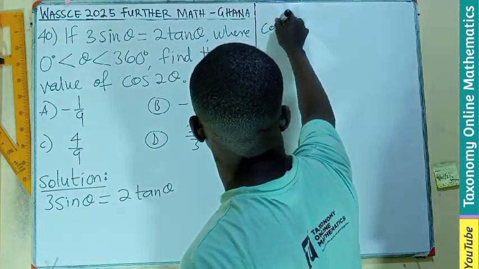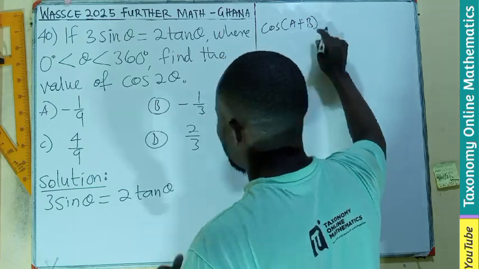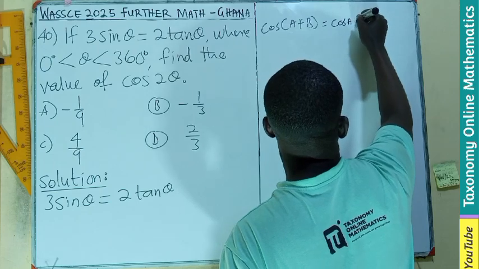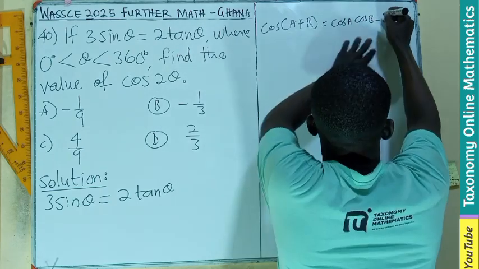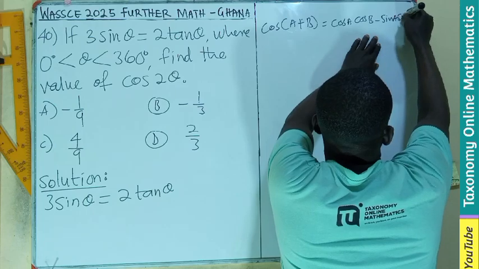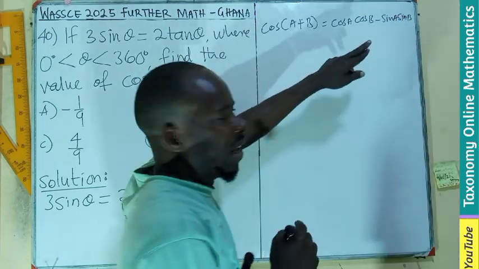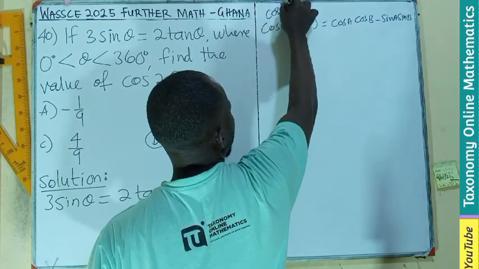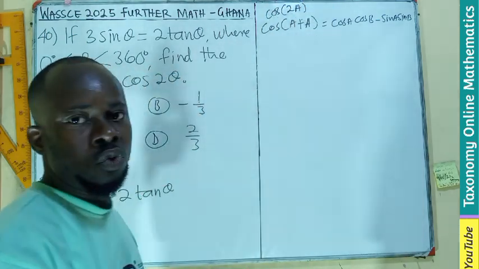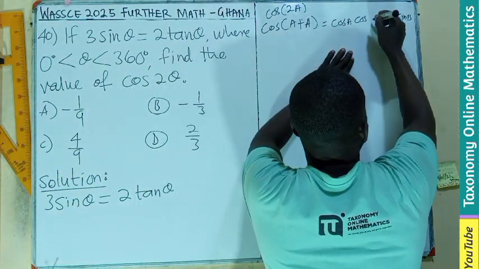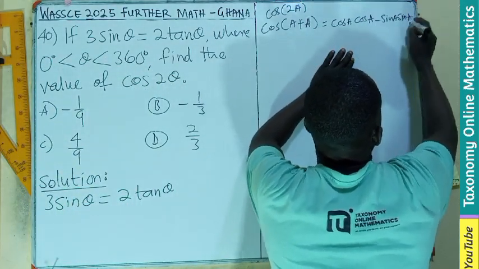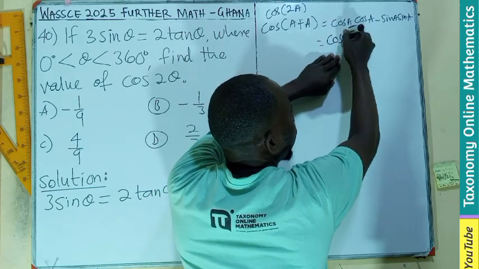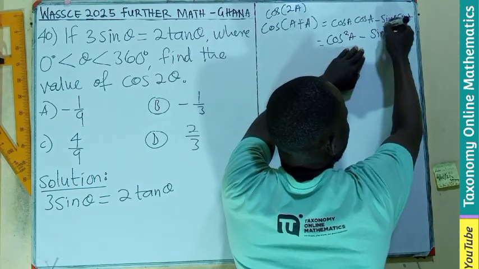I know that cos of (A plus B), which we can quote directly if you can remember it, equals cos A cos B minus sine A sine B. That is the expansion. So if B is also A, that is cos 2A, since A plus A is 2A. Therefore, cos square A minus sine square A.